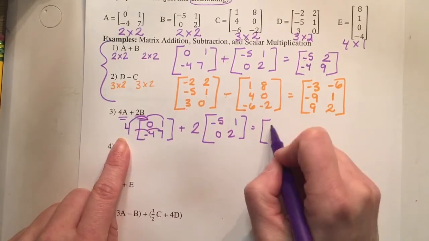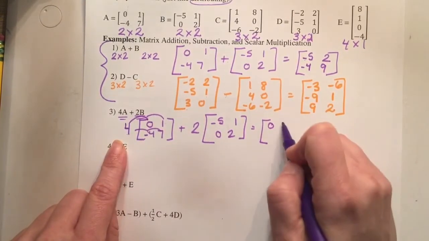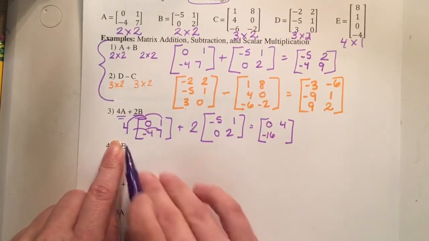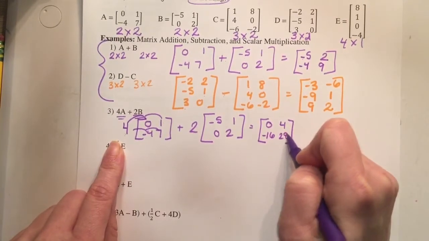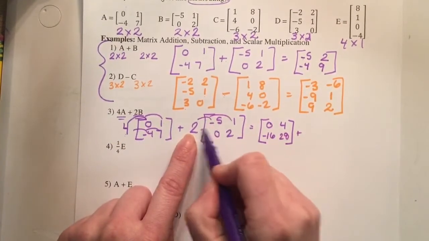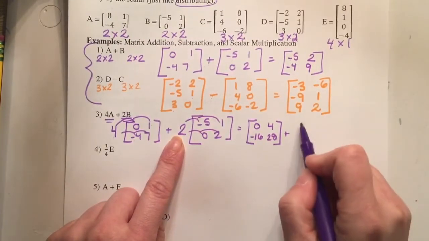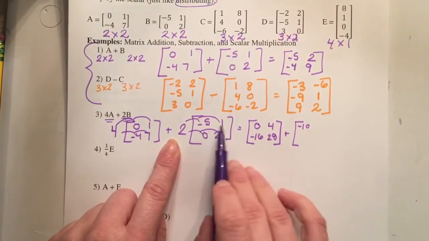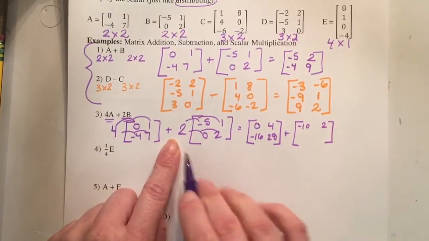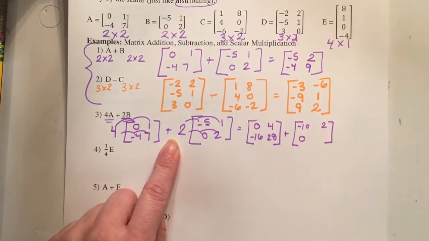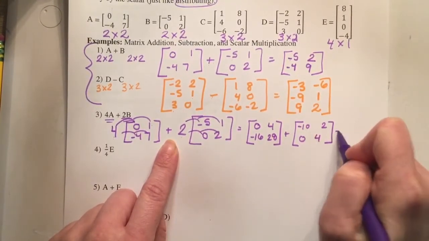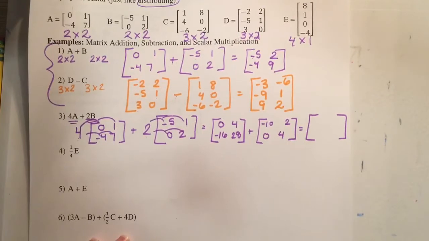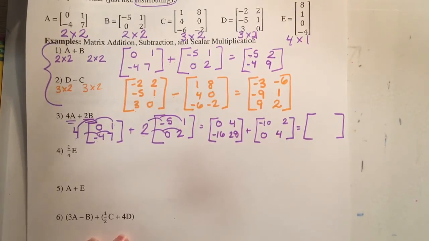So 4 times 0 is 0. 4 times 1 is 4. 4 times negative 4 is negative 16. 4 times 7 is 28. Plus, now for B, we have to bring that 2 into everything. 2 times negative 5 is negative 10. 2 times 1 is 2. 2 times 0 is 0. 2 times 2 is 4. So we performed all of the multiplication first. We did what's called scalar multiplying. Very, very similar to distributing.